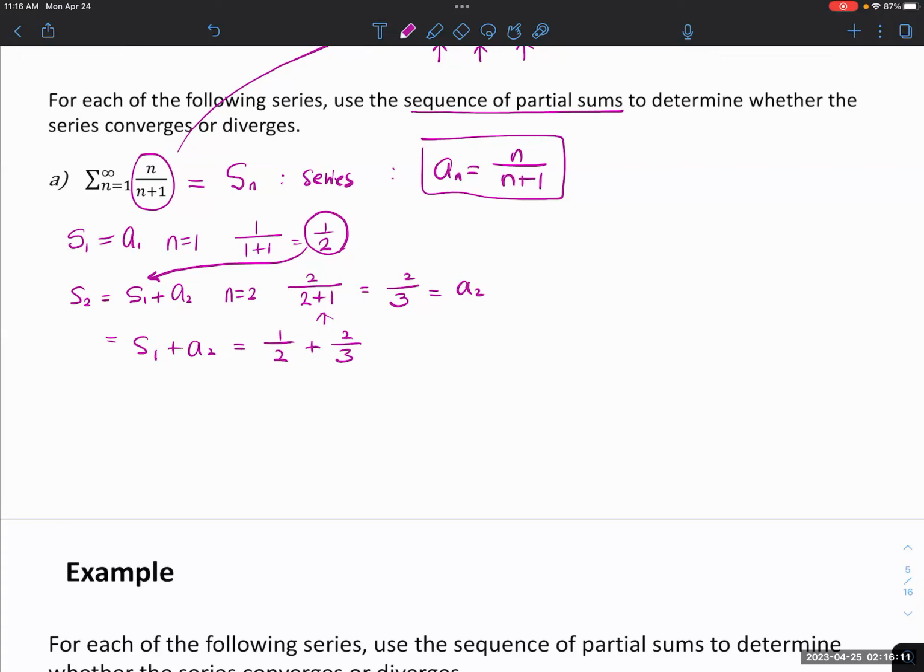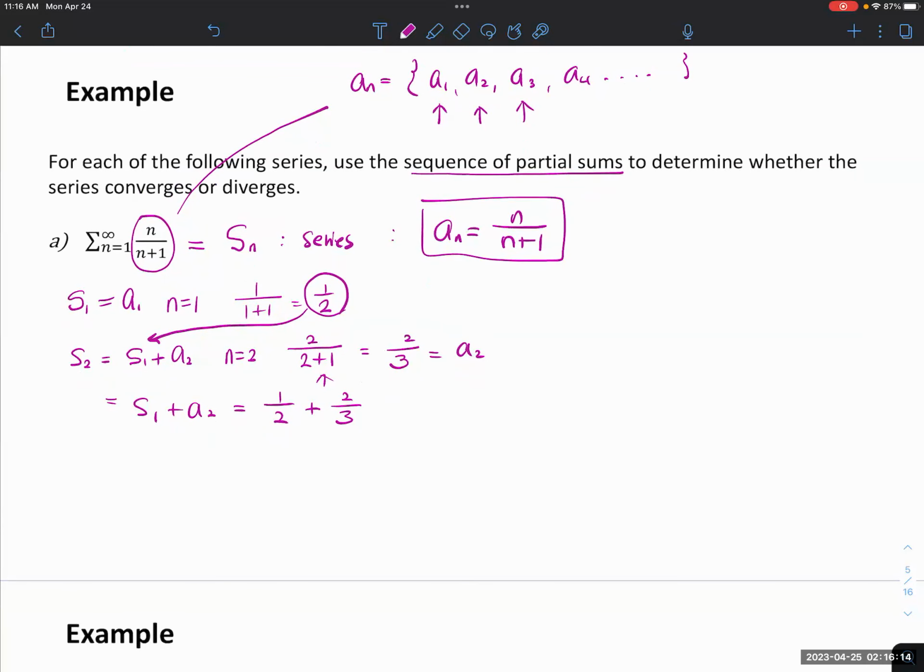Just one more time. According to the series definition, this is AN. So the general form of the sequence is n over n plus 1. If you have a general form, you can find out A1, A2, A3, everything. But we are looking for the series, because you are adding all the terms of the sequence. That's the series definition. So S1 is going to be 1 over 1 plus 1, which is 1 over 2. And S2 is S1 plus the second number, which is 2 over 3.